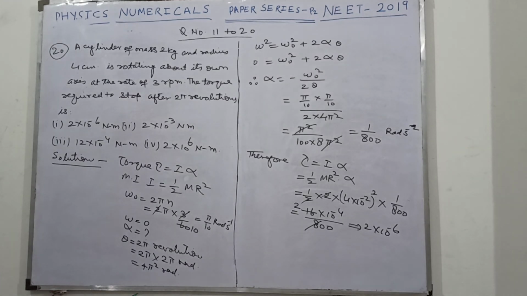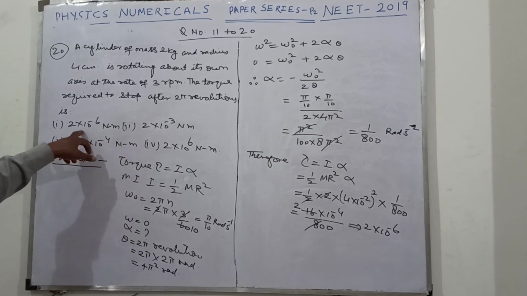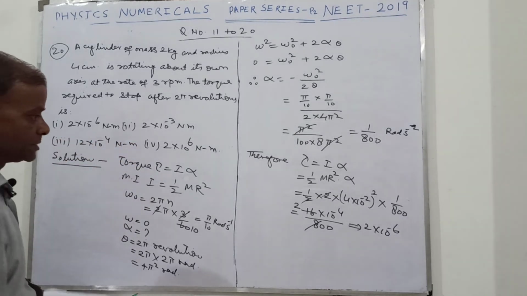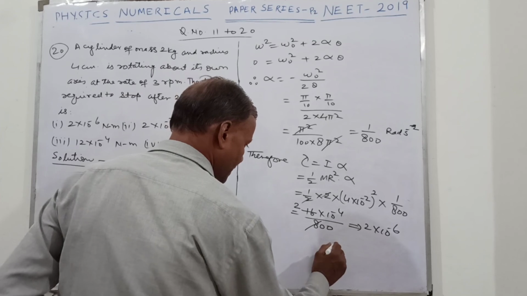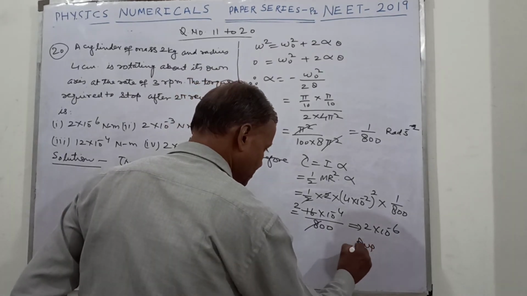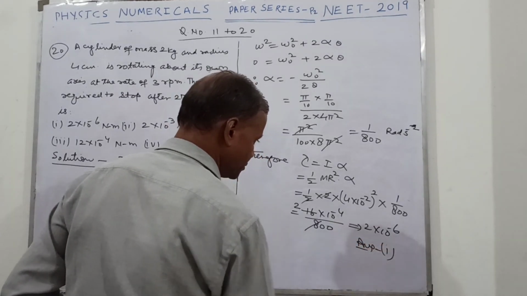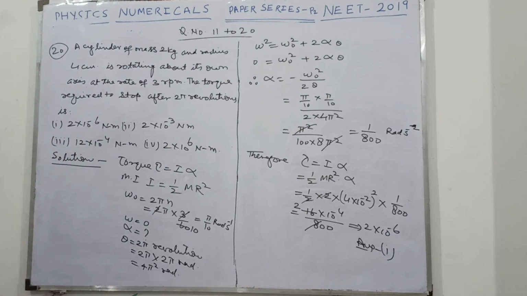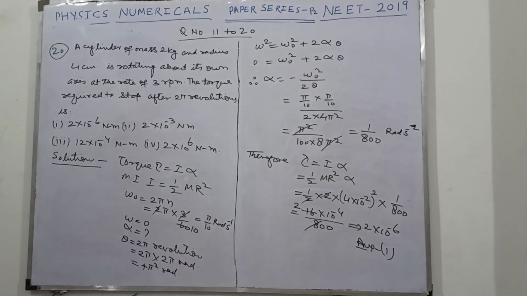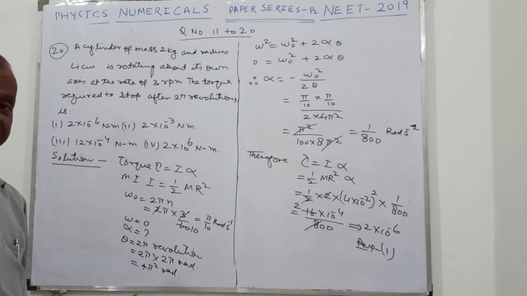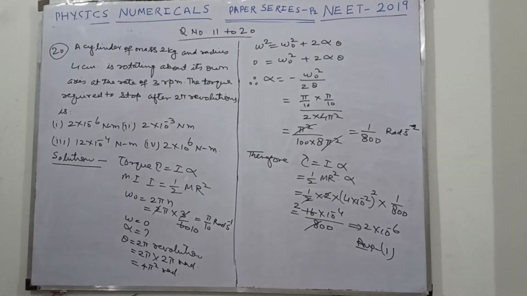So our answer is the first option. 2 into 10 raised to the power minus 6 Newton meter. So much torque is required. There is one more way by which we can find the torque.